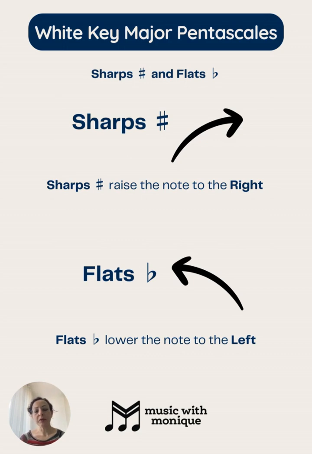We can move the notes, these letters, by having a sharp or a flat. A sharp raises the note to the very next note to the right, which will be higher, and a flat lowers it by a half step down to the left. Think about a flat tire being down, so flats move notes to the left, which is down on the piano.